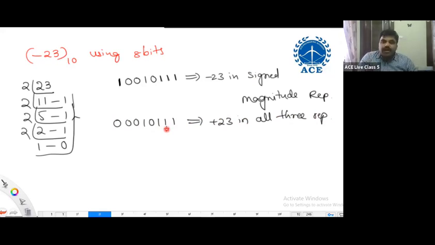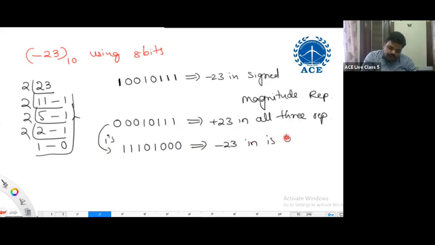Now, I want to get minus 23 in 1's complement representation. Then what should I do? Take 1's complement of this. What we get? 1, 1, 1, 0, 1, 0, 0, 0. What is this now? Minus 23 in 1's complement representation.